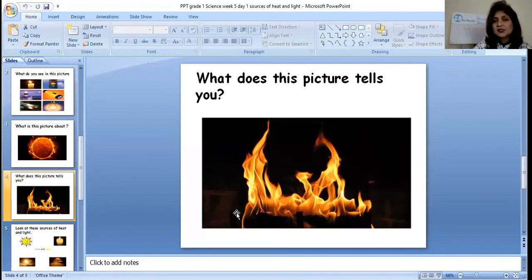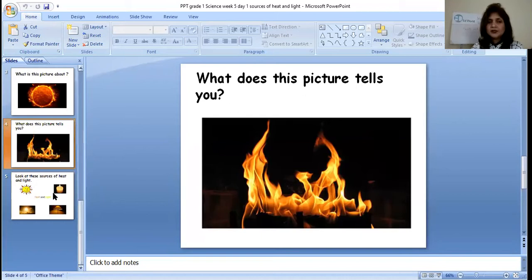Now, what does this picture tell you? It tells you about a fire. This is a picture of a fire. Now, do you think fire also gives us light? Yes, it gives us light and it also gives us heat. That is why you have bonfires, with a fire in the middle, and there you can have your dinner or parties and all that, because it gives you heat as well as light.